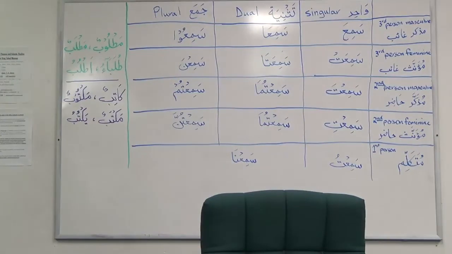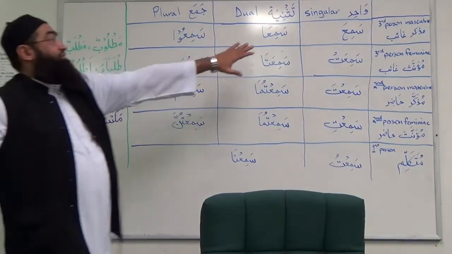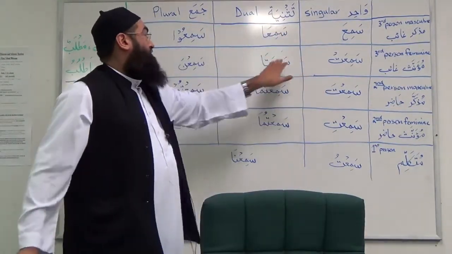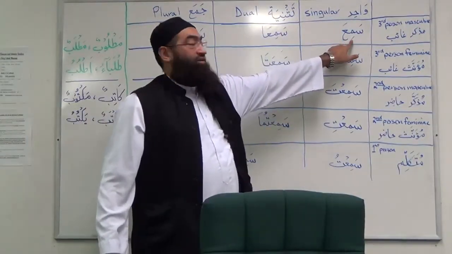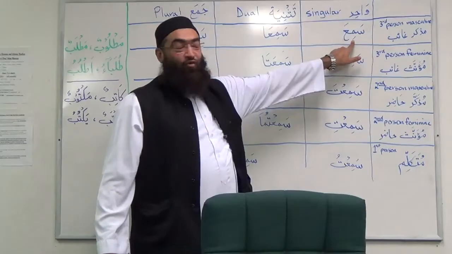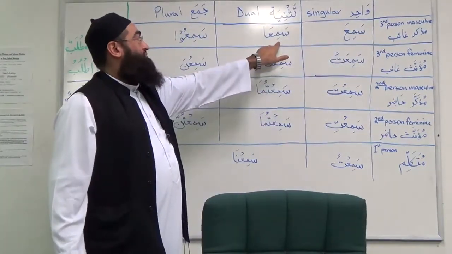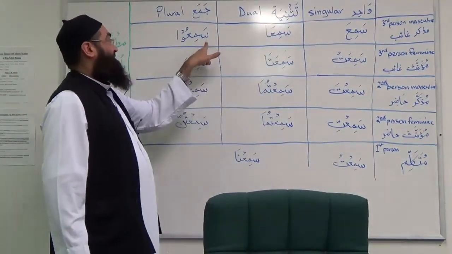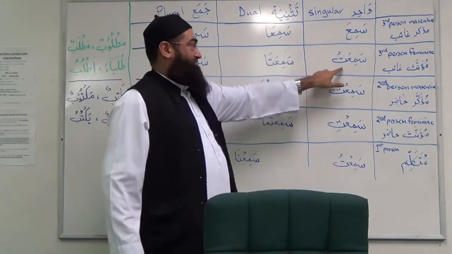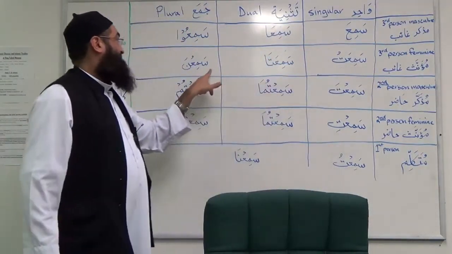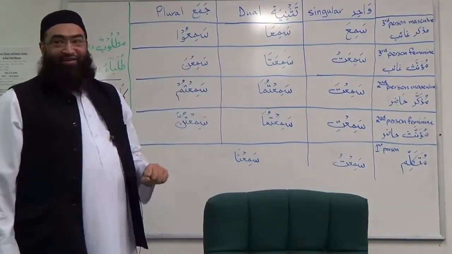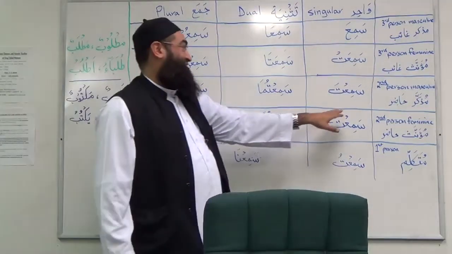Now, who can do the translation of the first six? 1, 2, 3, 4, 5, 6. The first one: he heard, that one man heard. Those two men heard. All of those men heard, more than two. That one lady heard, those two ladies heard, and all of those ladies heard. Nice. Can you do the next six?